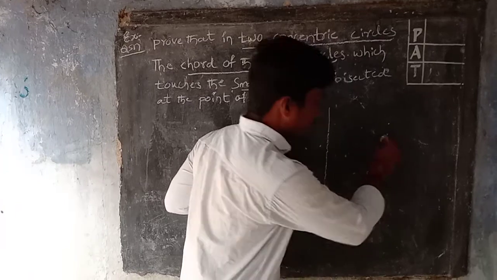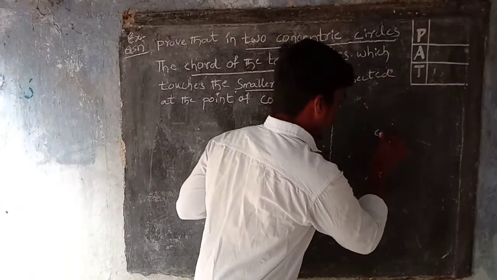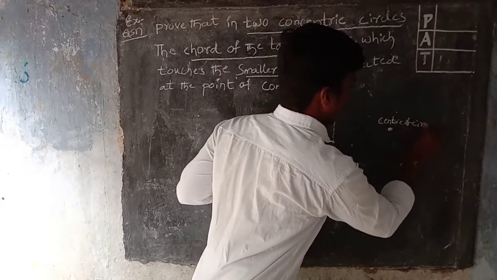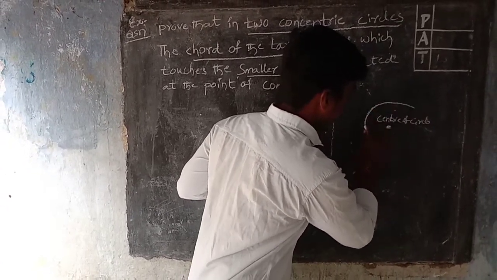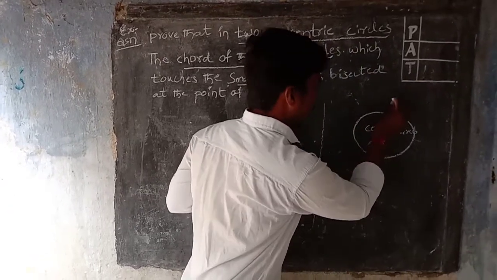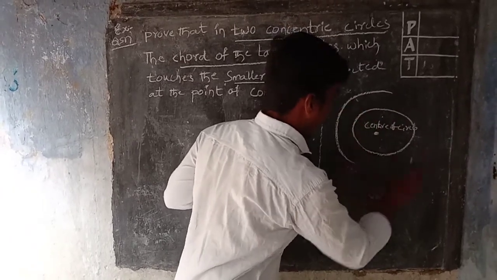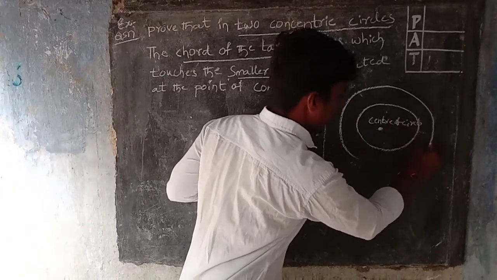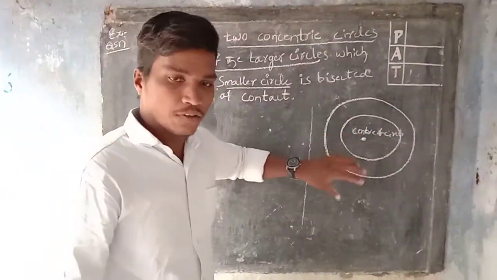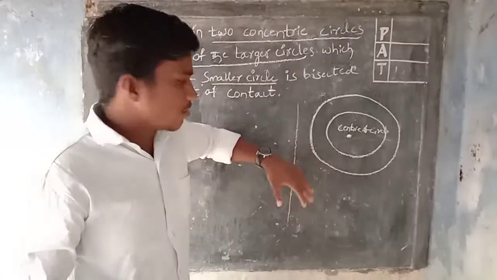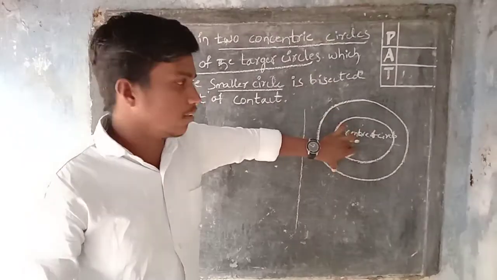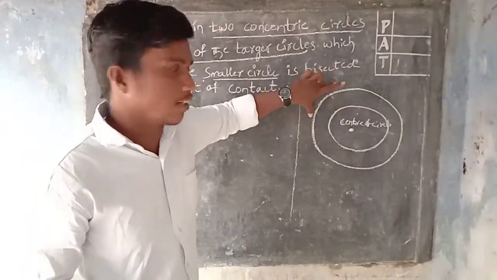For example, this is a point, the center of the circle. This is the center of the circle. And this is one circle. And this is another circle. In these two circles, this is the largest circle compared to this circle. This is smaller and this is the larger circle.